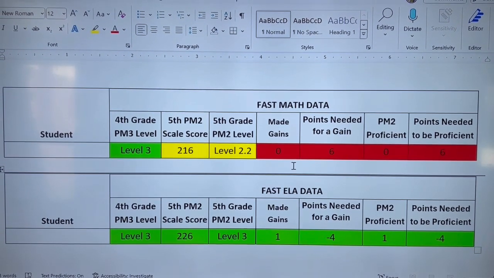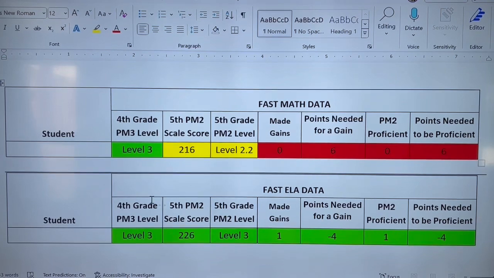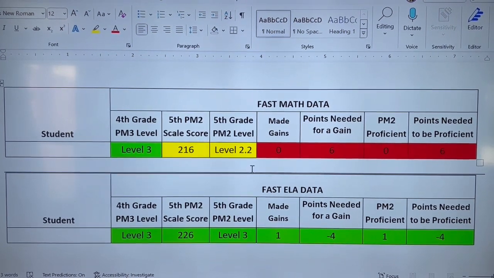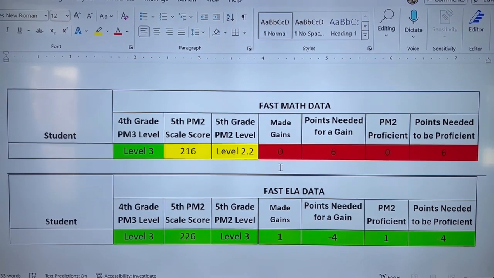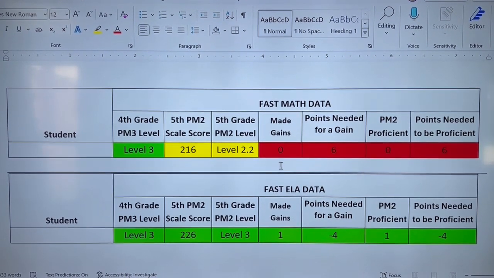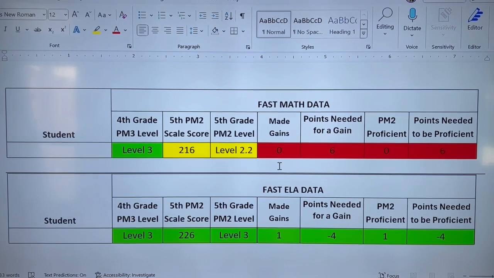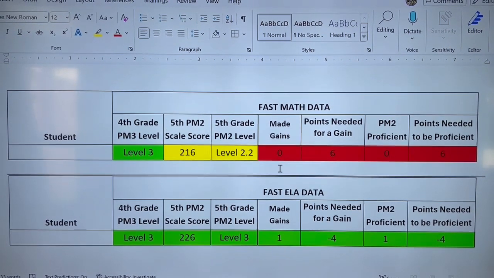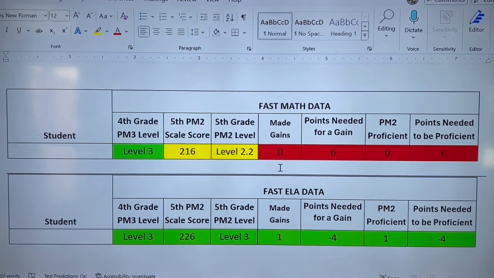So going over it again, the first column, remember, is last year's scores. Middle column is this year's scores. And then if they made a gain or not, and then if they made proficiency or not. So please talk to your students about this chart and ask them how close they are to making a gain or how close they are to making proficiency.